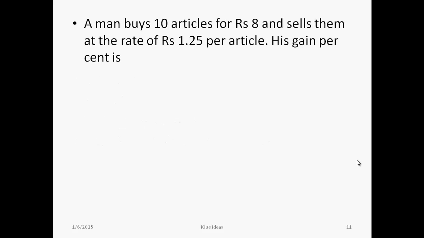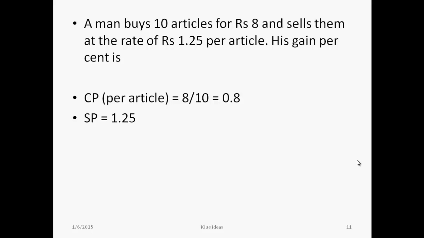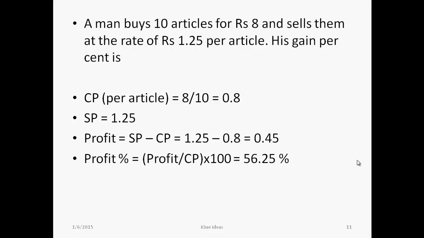If a man buys 10 articles for rupees 8 and sells them at the rate of 1.25 per article, find his gain percent. Now remember, the cost price is given for 10 articles, but the sale price is for 1. So we either convert the cost price for one article or find a sale price of 10. In this case, I'm going to find out the cost price per article. So if 10 articles are sold for rupees 8, every article costs me 0.8 rupees. My sale price is 1.25. Profit is SP minus CP, which is 0.45. So profit percentage or gain percentage is profit as a percentage of my CP, which works out to 56.25% profit.